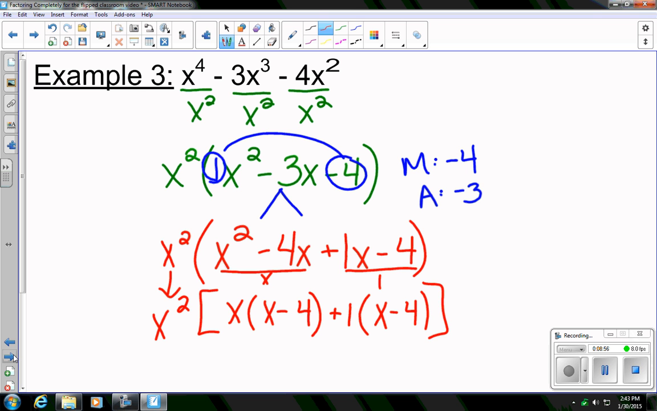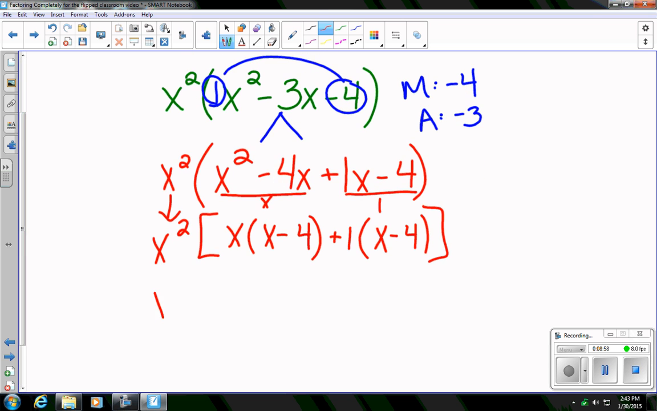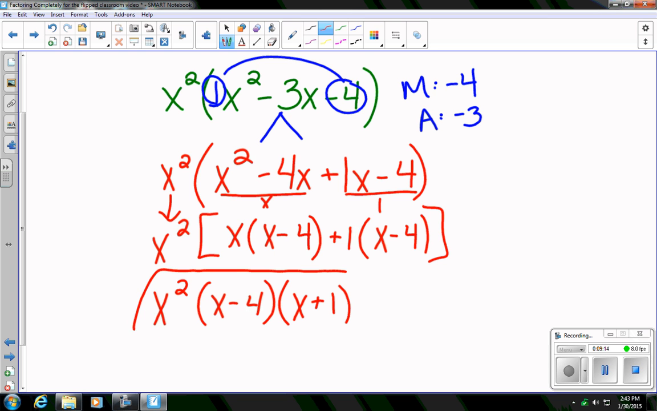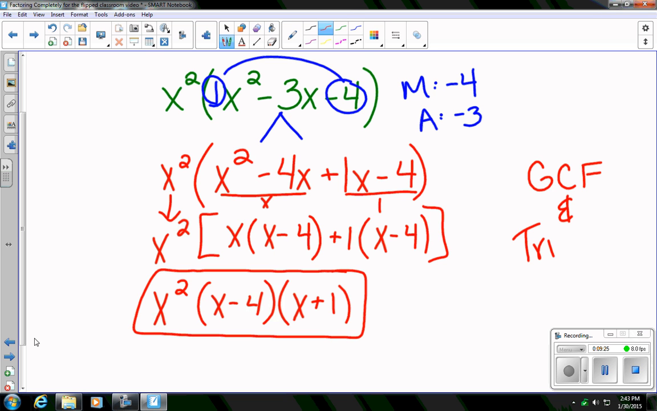Once again, you're going to bring down that x squared because it's not being used. And then if you take a look at what's inside the brackets, they have an x minus 4 in common. So that's your greatest common factor. And then what's left over is x plus 1. And that is your final answer. So in this problem, we used greatest common factor and then trinomial.